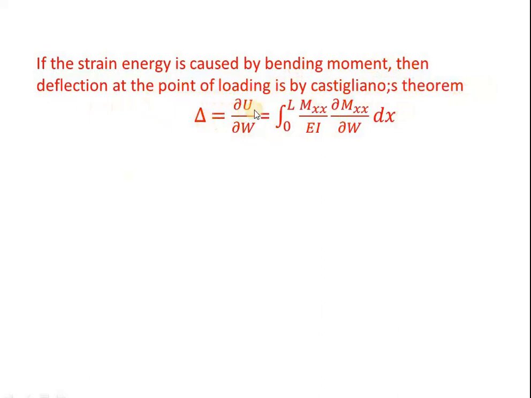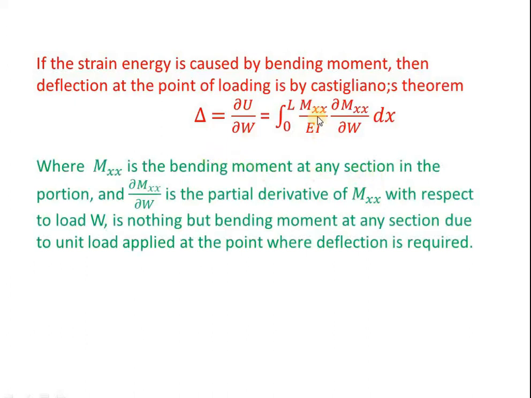Castigliano's theorem is given by delta equals ∂U/∂W, that is the partial derivative of the total strain energy with respect to W. And if you put the value of U as the integral of M squared by 2EI and simplify, you will get the integral of Mxx divided by EI into ∂Mxx/∂W into dx. Here Mxx is nothing but the bending moment at any section in the portion, and ∂Mxx/∂W is the partial derivative with respect to W.